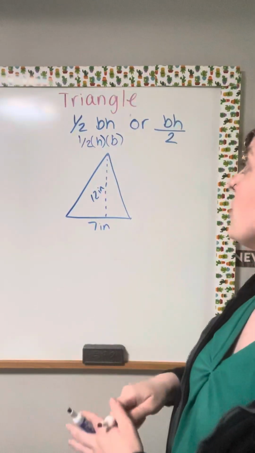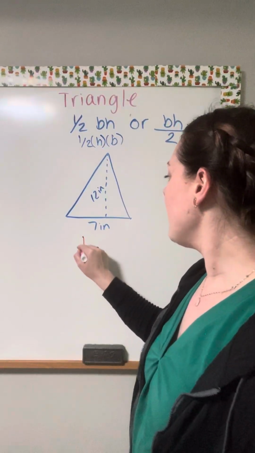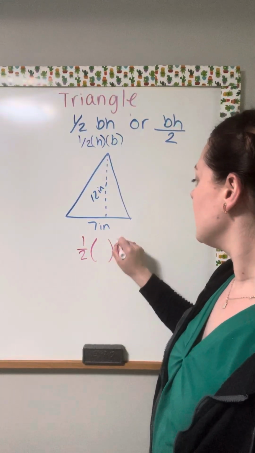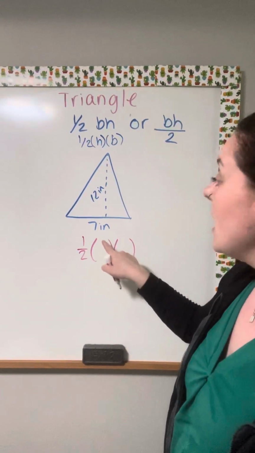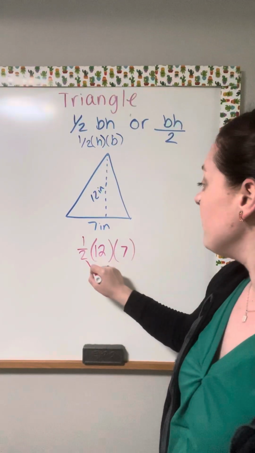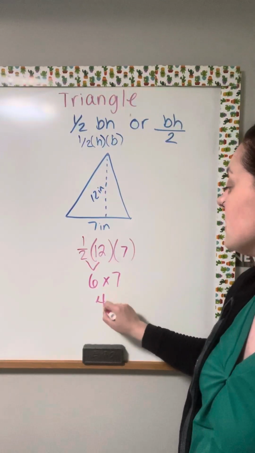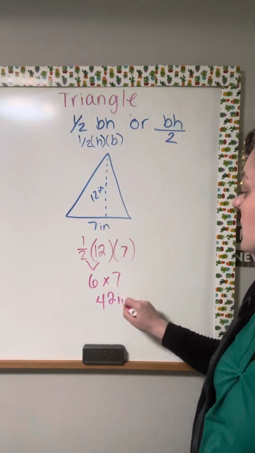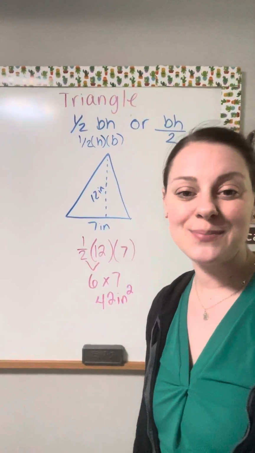In this situation though, I'm going to use half the base times height because I know what half of this is. So I have half of base times height, but I'm not doing 7 here because I don't know what half of 7 is. I'm going to put my 12, and we're allowed to do that. So half of 12 is 6, and 6 times 7 is 42, and I'm in inches, and so that's squared. Hang tight for the next problem.